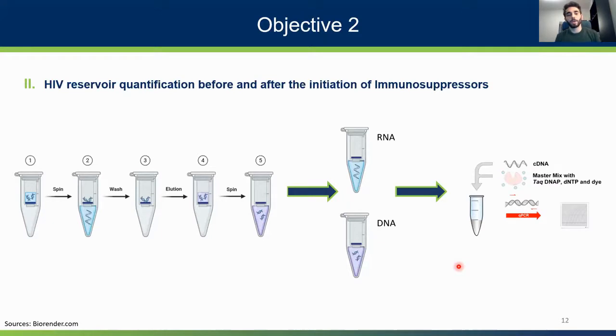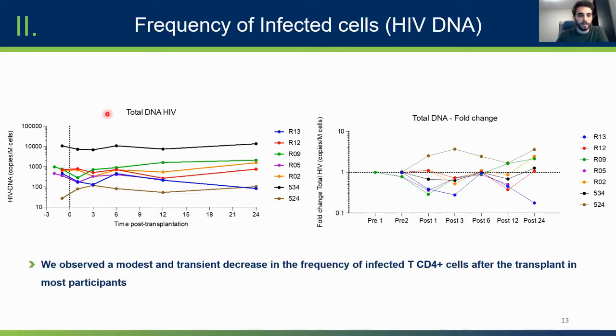So then for the quantification of the HIV reservoir before and after the initiation of immunosuppressors, from the cells of the participant, we were able to extract DNA and RNA. And from those materials, we did qPCR to be able to quantify the reservoir again, and also assess the transcriptional activity. So this is the HIV DNA data that I also present in fold change, which is a little more easy to understand.